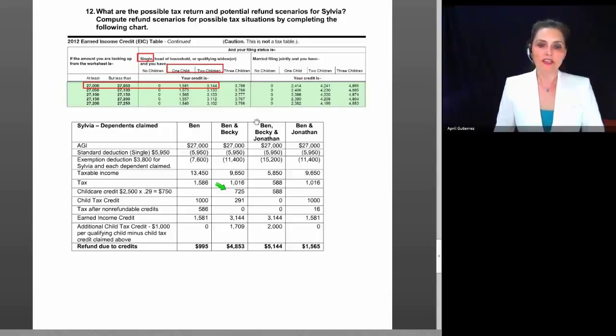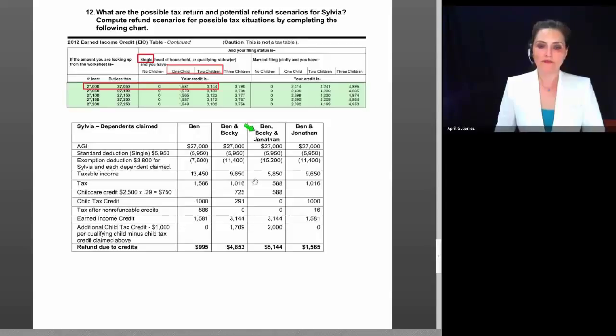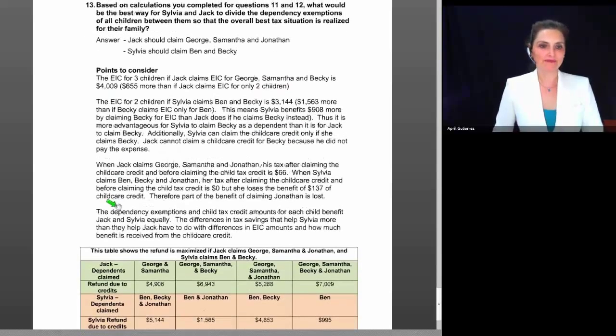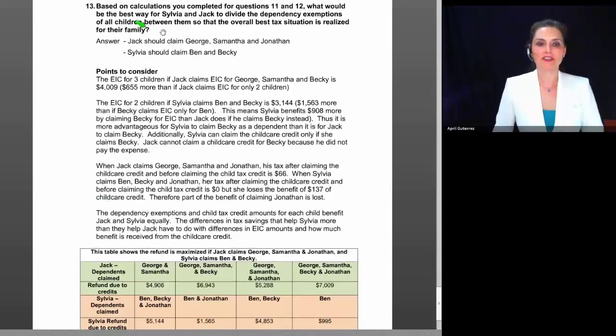And also, if she does claim Ben, Becky, and Jonathan, her taxable income gets to be a low enough number that she's going to put her tax down to zero and not be able to use all of her child care credit. So there is a mathematical equation here where Sylvia and Jack come out on top. And it turns out to be this formula right here. The answer is that Jack should claim George, Samantha, and Jonathan, and Sylvia should claim Ben and Becky.